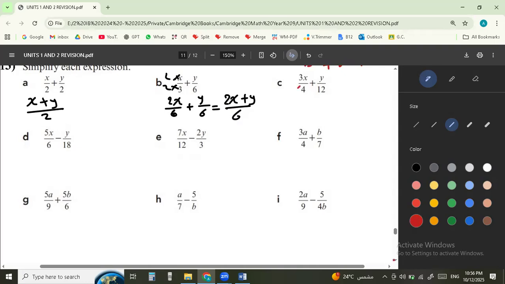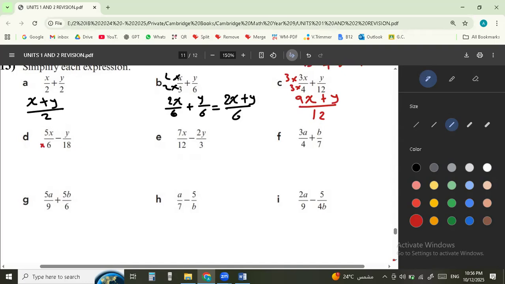Multiply by 3 and by 3. The denominator becomes 12. 3 times 3x is 9x, and here y stays the same. We didn't change anything about the second fraction. This is y over 12. But this one we multiplied down and up by 3, so 9x over 12. 9x plus y is 9x plus y.